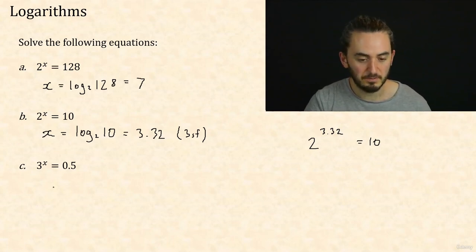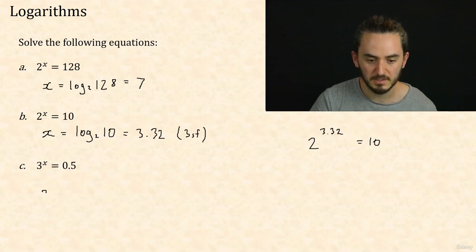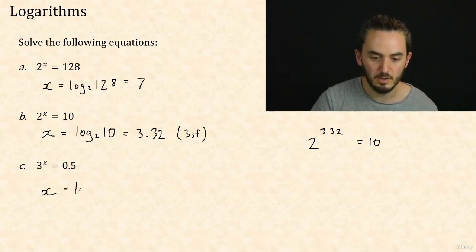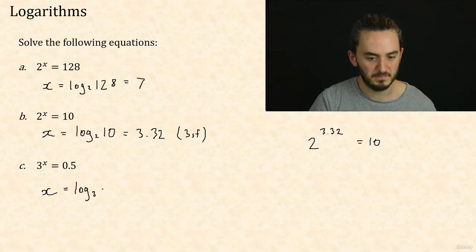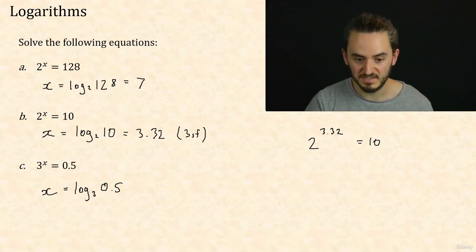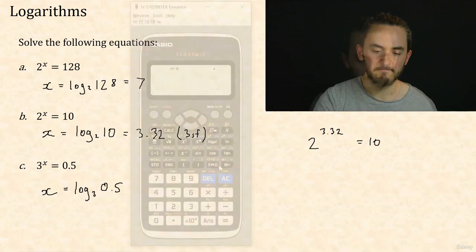Okay, what about this one? 3 to the power of x equals a half. Well, x is going to be log base 3 of a half, the base matches with the base here. Now, this is a curious one because even 3 to the 0 is 1. So I know this is going to be less than 0. It's going to be negative. Let's see what it is.